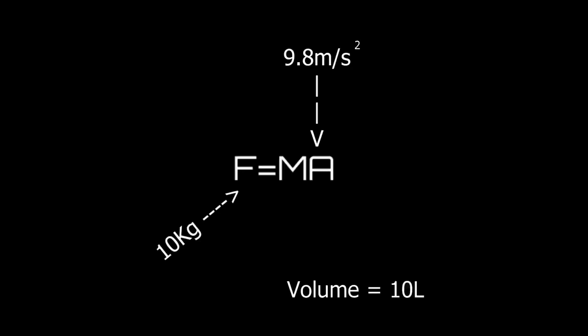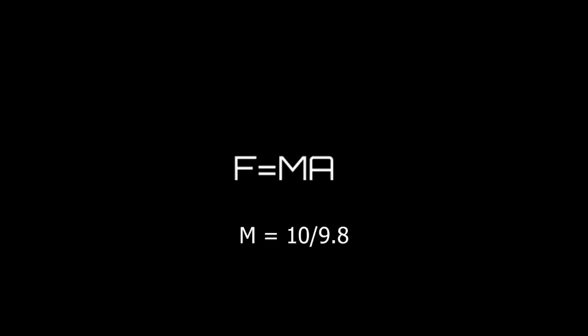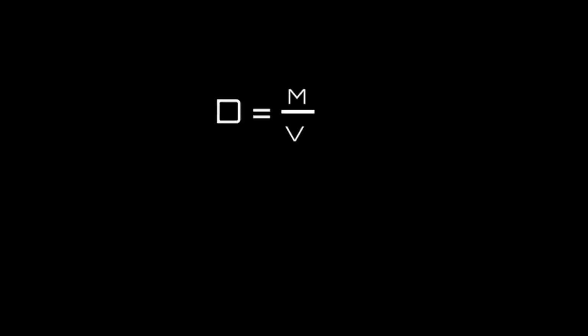What is its density? Well, F equals ma, so 10 kilograms equals m times 9.8, or 9.8 m. If we move it around a bit, then we get m equals 10 divided by 9.8. The answer to the equation would approximately be 1.02 kilograms. The equation for density is D equals M over V.